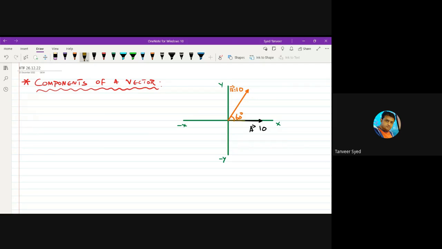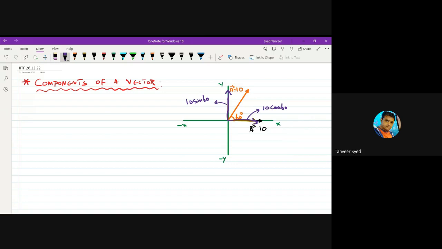One component is this, another component is this. Or I will draw like this. This is one component of vector B. How much will this component be? It will be 10 cos 60. This component is 10 cos 60. And this component is 10 sin 60.